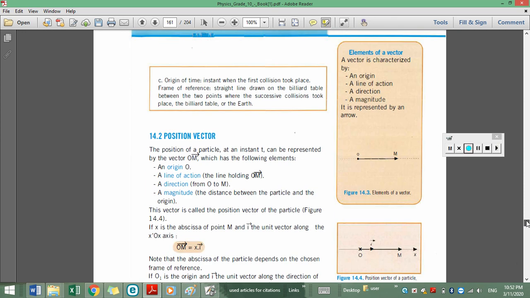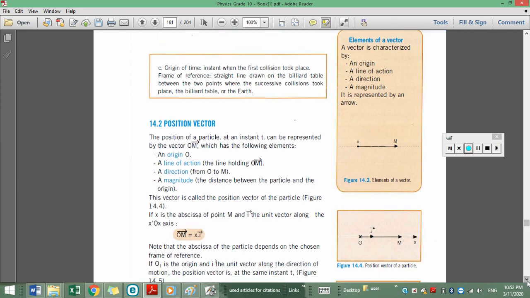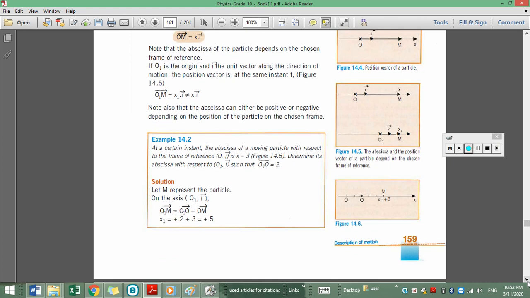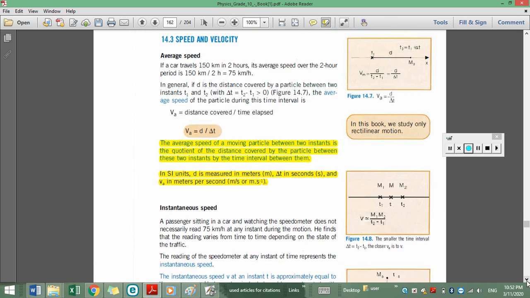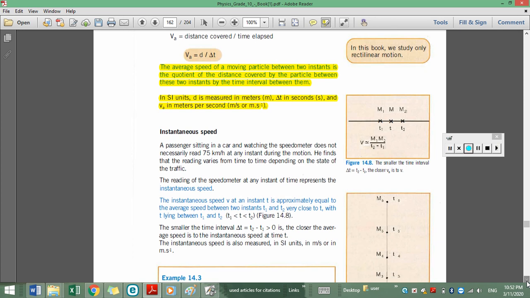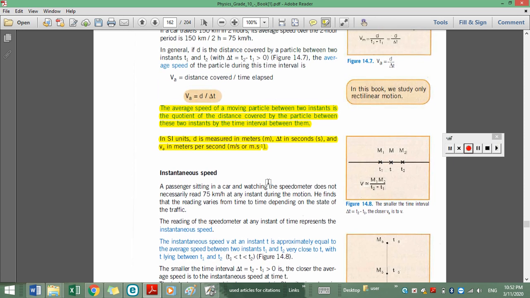Instantaneous speed is the speed at a certain instant. How can we calculate the instantaneous speed? Let's read the example given here. A passenger sitting in a car and watching the speedometer does not necessarily read 75 km per hour at an instant during the motion. He finds that the reading varies from time to time depending on the state of the traffic. The same example here above.